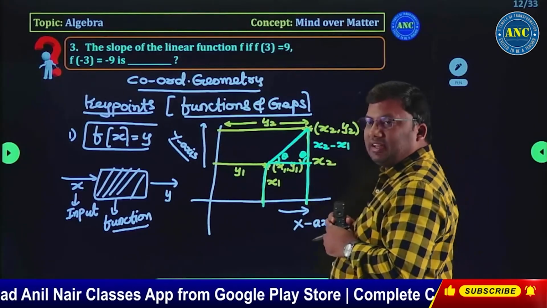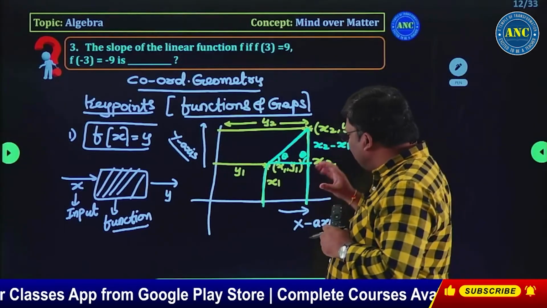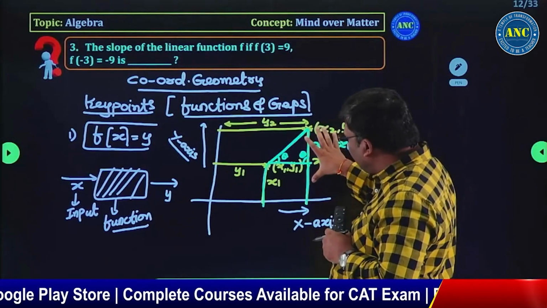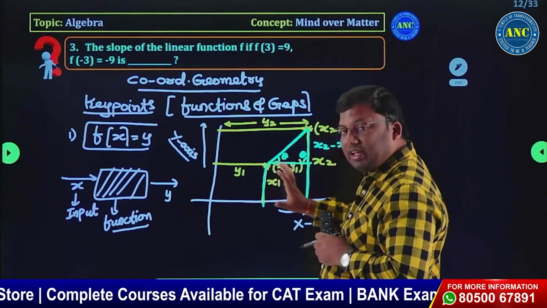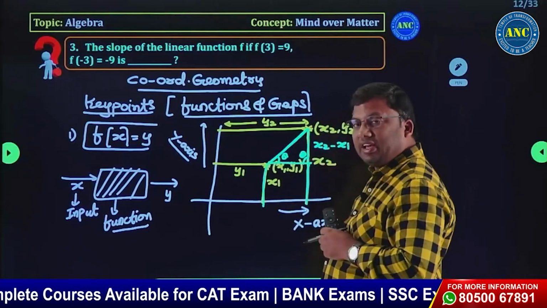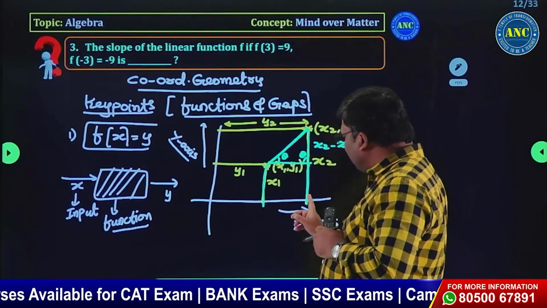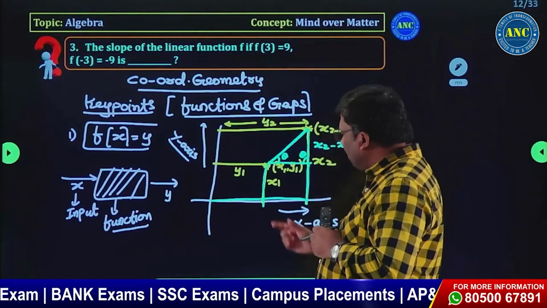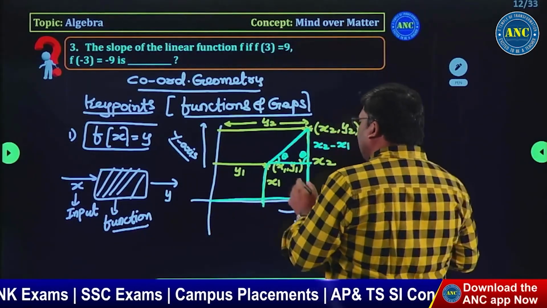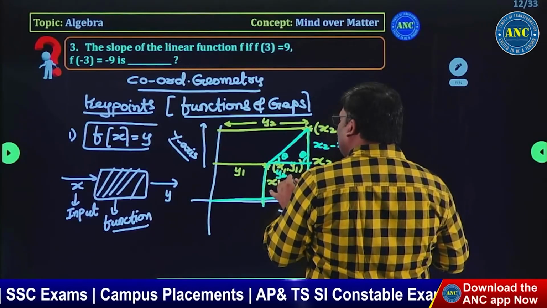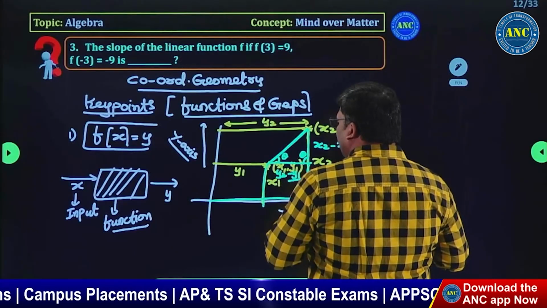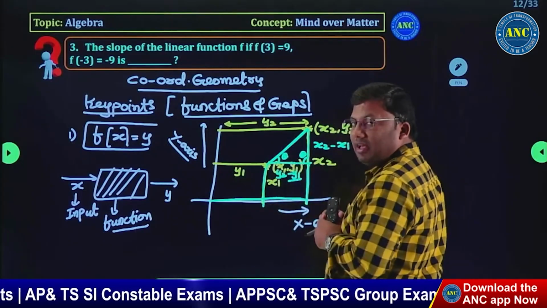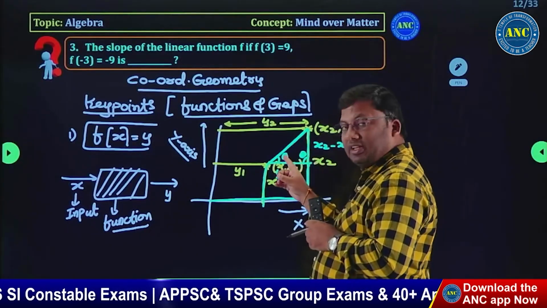Why is it x2 minus x1? This entire point is x2, this entire point is x1, so it is x2 minus x1. This entire value is y2 and this is y1, so it is y2 minus y1.